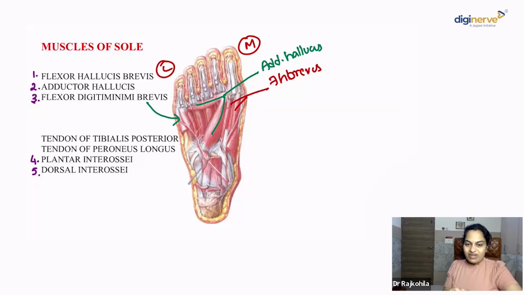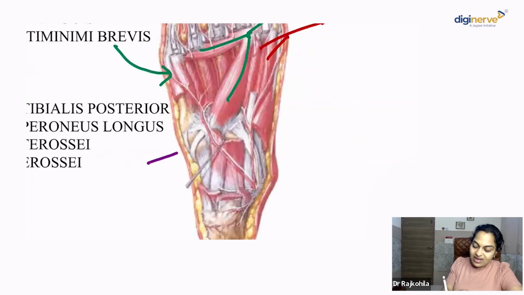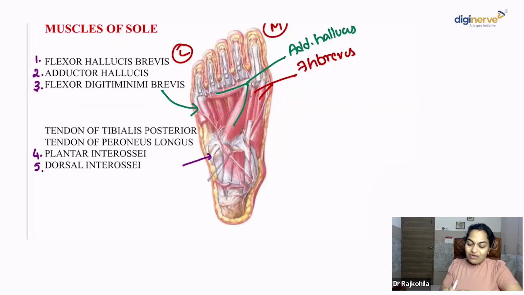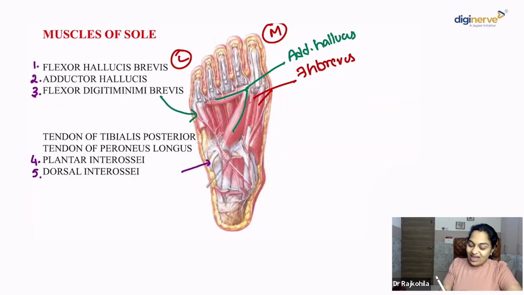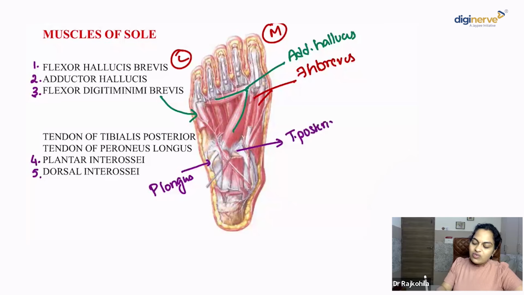Now, if I remove these muscles, again, I'll get to see two important tendons here. This tendon, which is going to cross all the way from lateral to medial, any idea? It's the tendon of peroneus longus. And this tendon that's going to insert into most of the tarsal bones is none other than the tendon of the tibialis posterior. And in the deeper layer, we'll get to see the interossei, the plantar interossei and the dorsal interossei. Okay, so each layer, name of the muscle, identify in the image.